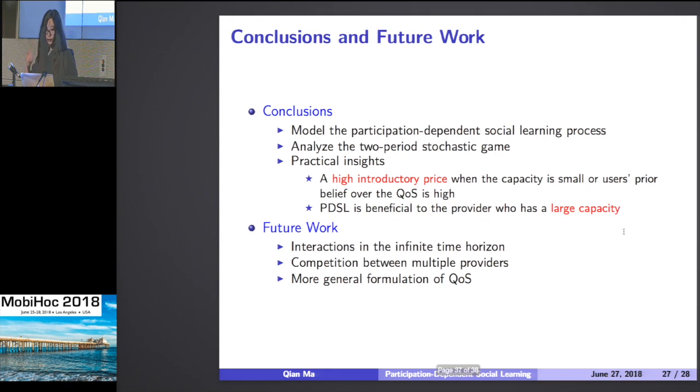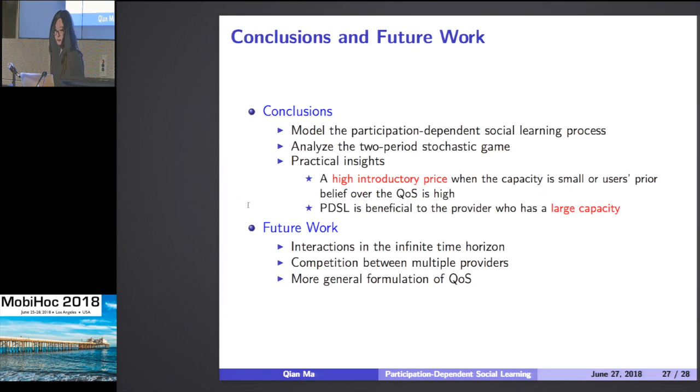So in conclusion, in this work, we modeled the participation-dependent social learning process. We analyzed the two-period stochastic game played between the provider and users under the participation-dependent social learning process. We draw some practical insights from our analysis. First, the provider will set a high introductory price when the capacity is small or the prior belief is high. And secondly, the PDSL is beneficial to the provider who has a large capacity.